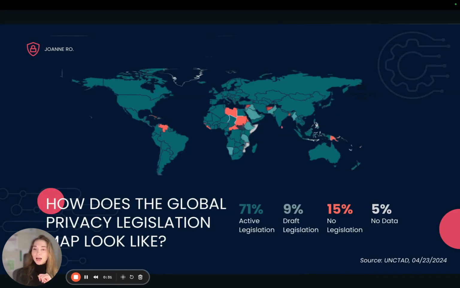Let's see what we have here. I would ask you to look at this map. I really like it because it brings us some statistics, and by looking at this map, we can understand that this topic nowadays is really difficult to underestimate. As of now, 71% of countries have active privacy legislation. It's a huge number of countries, and it means that you need to be aware of it.